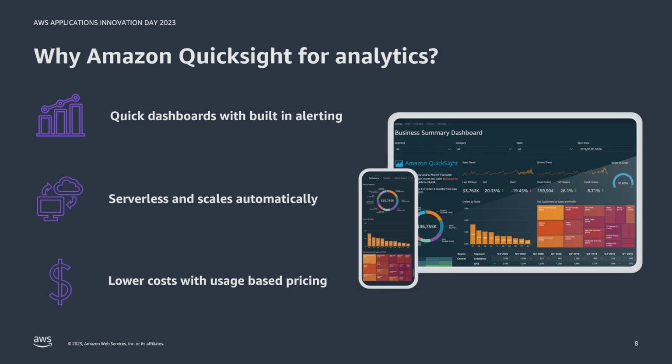The second service that I want to touch on is Amazon QuickSight. Amazon QuickSight is a serverless, no-code business intelligence tool that also comes integrated with a ton of commonly used AWS services such as Athena, S3, Redshift, et cetera. It scales automatically, and with its usage-based pricing, it provides customers with a low-cost business intelligence solution.